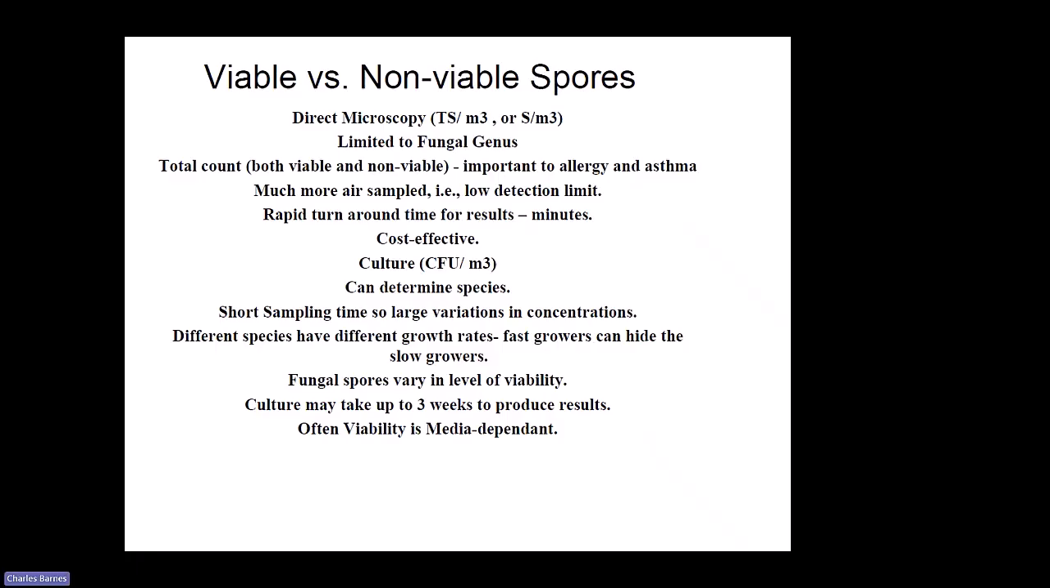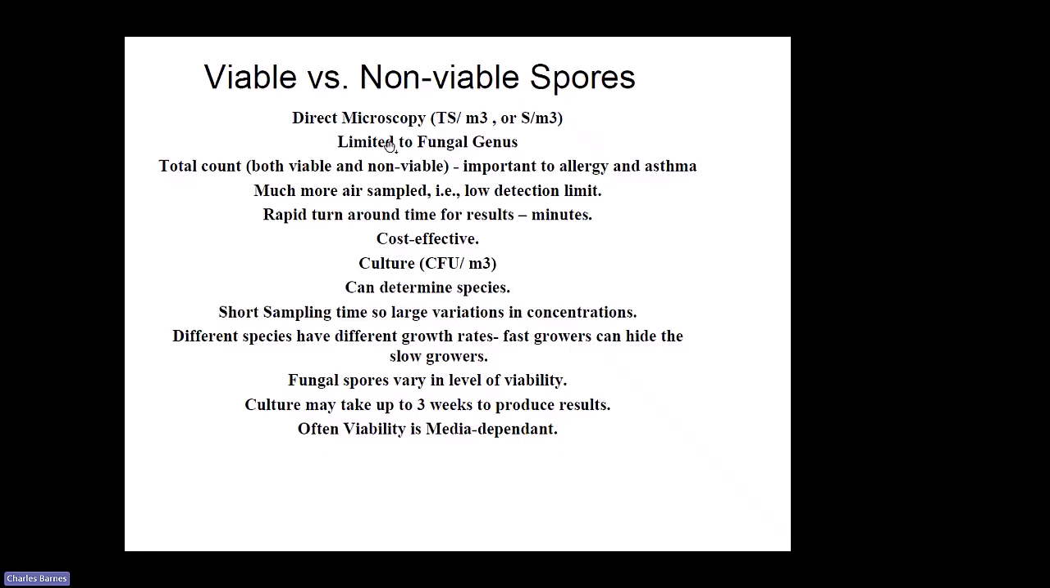Non-viable collection versus viable collection. Outside, we almost always do a non-viable collection, and so the Burkard and the Allergenco, they all collect spores, and by the time you stain them, they're pretty much dead. However, you can identify those directly by microscope. You can also collect on a petri dish with culture medium in there, and you can identify things to the species level that way.